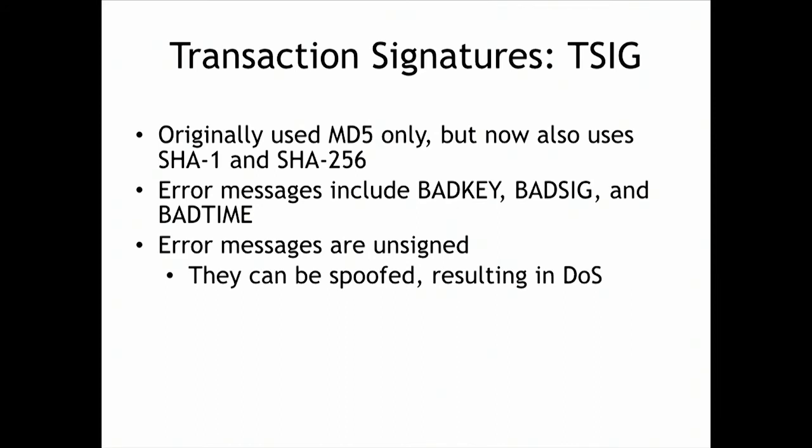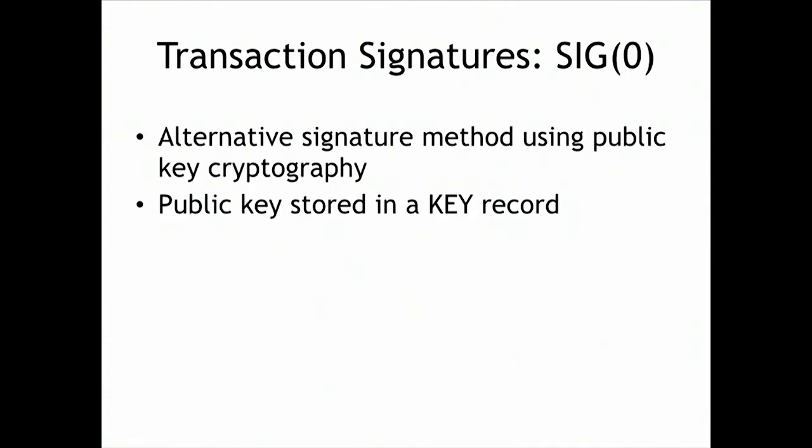MD5 was never approved by the government for any purpose at all because MD5 is just not a very good hash function. It's not long enough. It's only 128 bits. So anyway, they eventually updated it to SHA-1 and SHA-2, which makes it better. So SIG0 was an alternative method using public key cryptography.